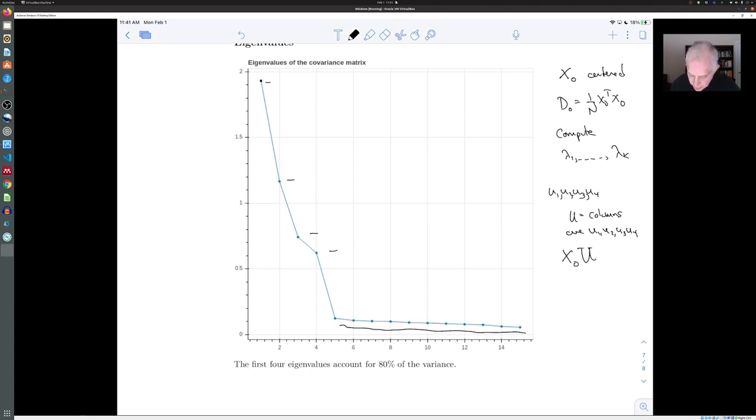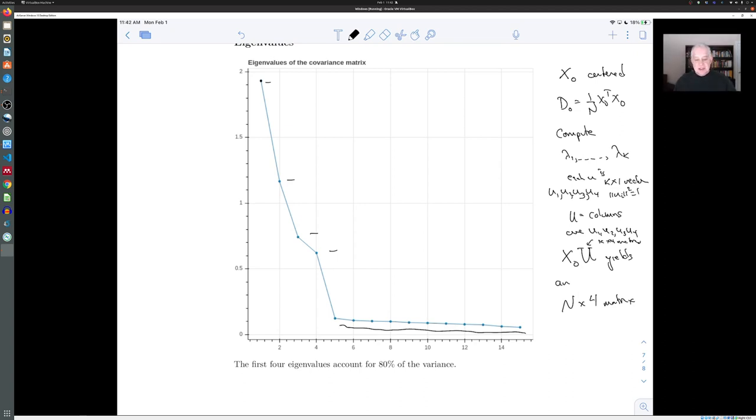So remember here that each u is a K by 1 vector. So this is actually a K by 4 matrix. And when you do this multiplication, what you're going to get is an N by 4 matrix, where for each row, what you have is the value of this synthetic feature, this score, corresponding to each of these four orthonormal eigenvectors. So remember that the norms of the u's are 1, and they're eigenvectors.